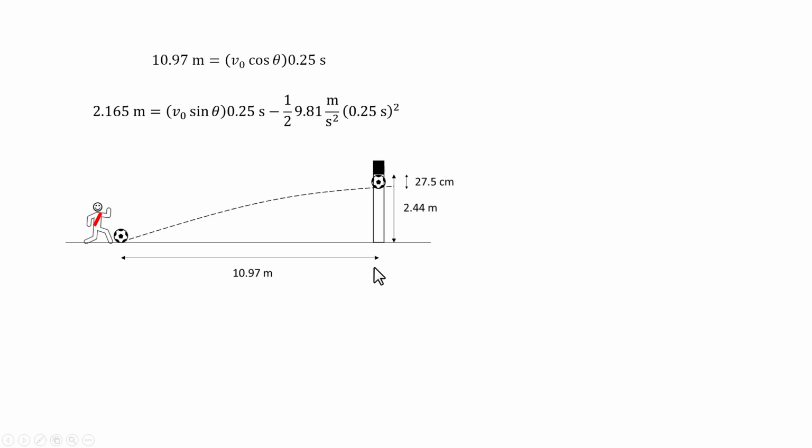Other than that, all the other variables are the same. Horizontal displacement is still 10.97 meters, and the time from kick to goal is 0.25 seconds as given in the problem statement. So you could follow the exact same process to calculate a new launch angle first and then a new initial velocity, just like we did before for the no goal case. Take a few minutes to do that and then continue watching to check your final answers.